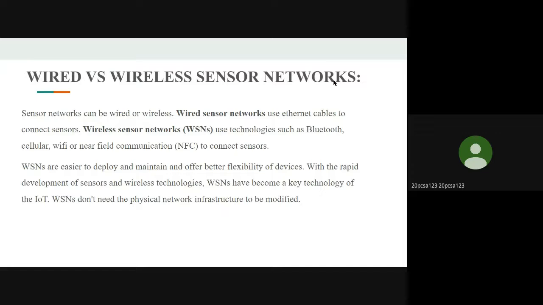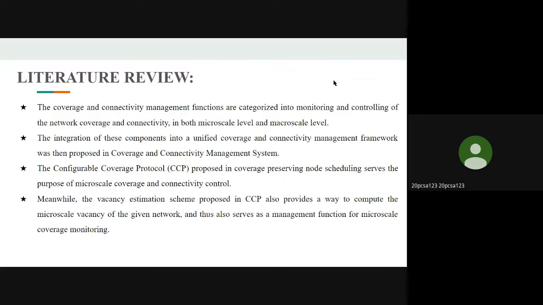With the rapid development of sensor and wireless technologies, wireless sensor networks have become a key technology of IoT. It is the major Internet of Things technology. Wireless sensor networks do not need the physical network infrastructure to be modified. And then I have taken some points in the five slides of the PPT. The summary of the literature review is that the coverage and connectivity management and functions are characterized in the monitoring and controlling of the network coverage and connectivity at both the microscale and the macroscale level.